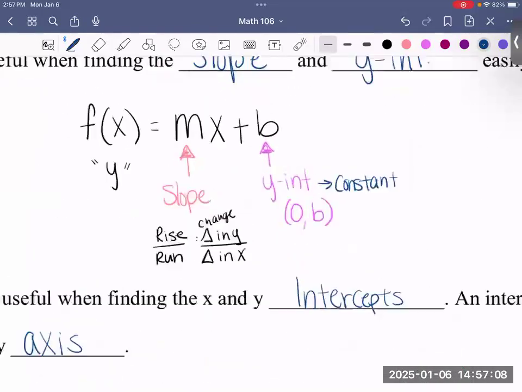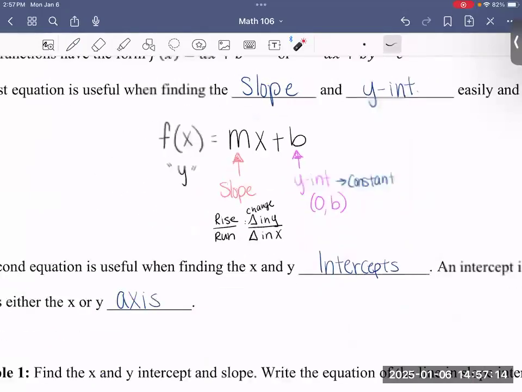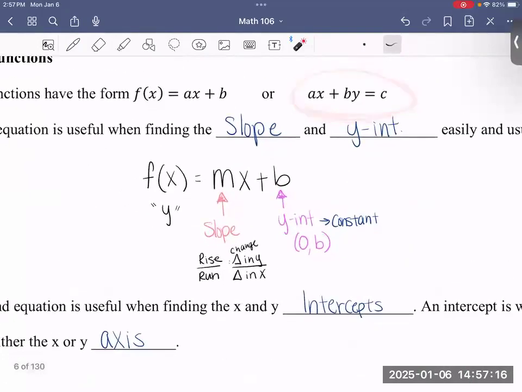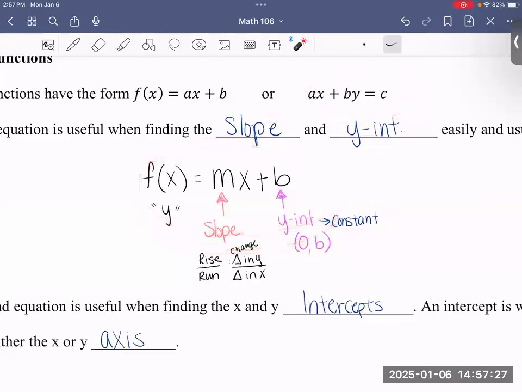The one above here already gives you your y-intercept, but then you need to do a little bit of work to find your x. Whereas here, it is a little bit easier to find both when written in this form. I will never have you guys write it in this form. Sometimes it starts in this form and then you transform it, but we're never going to end up in this format.